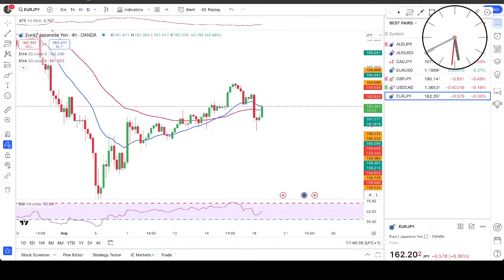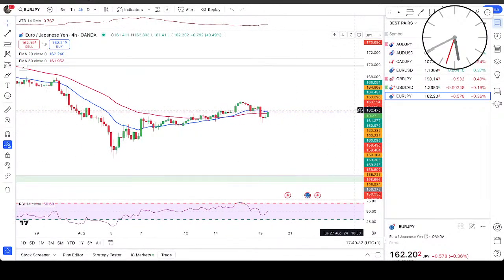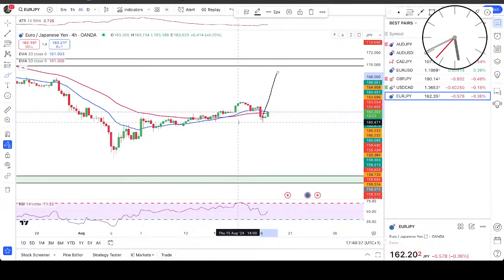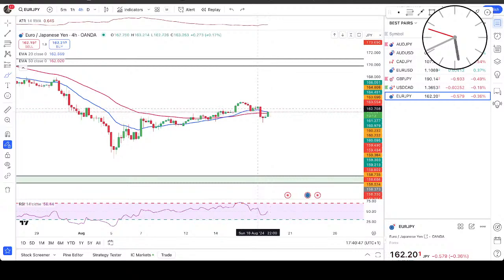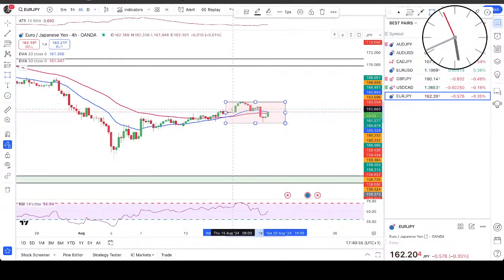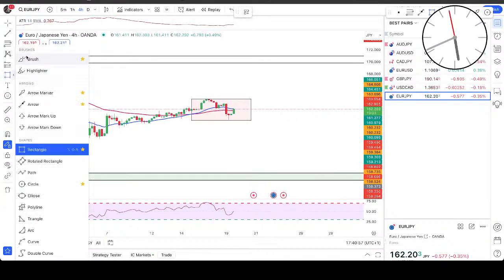So for this one, Euro Japanese Yen, I won't be taking any trades until I see a good momentum above the 50 EMA. Once we have a good momentum with a pullback, only buy trades, but I'm not taking this as a trade. It is just an accumulation, and what we can expect from accumulation is either a break above or a break below.